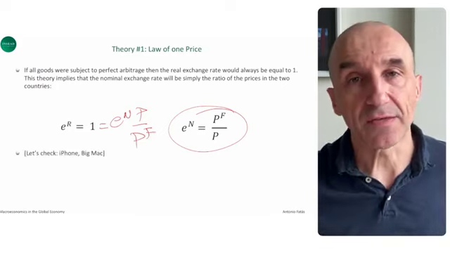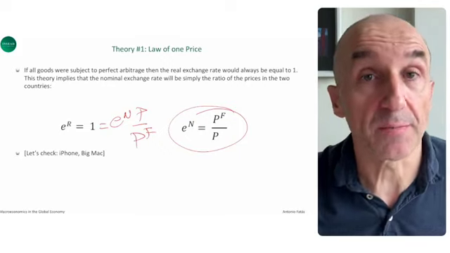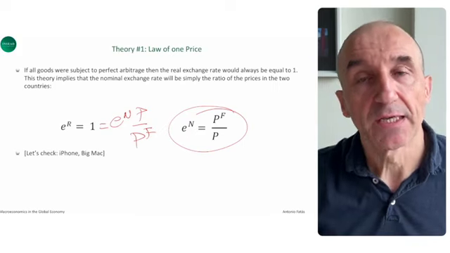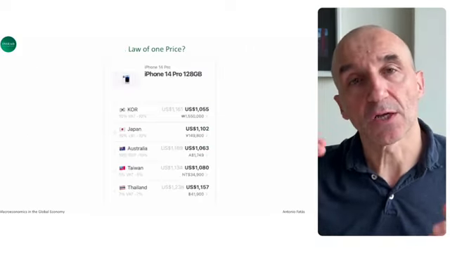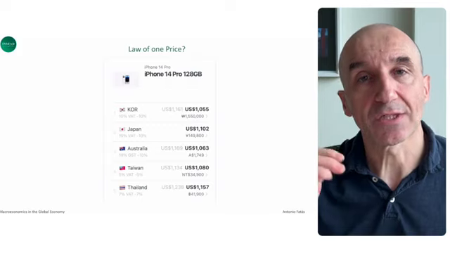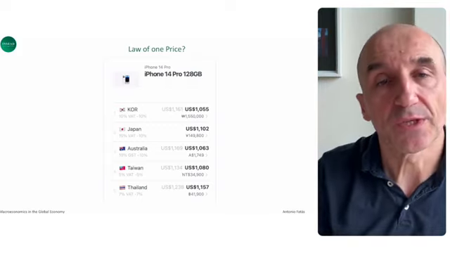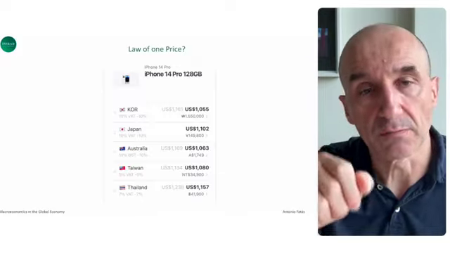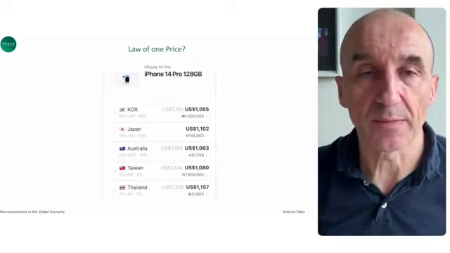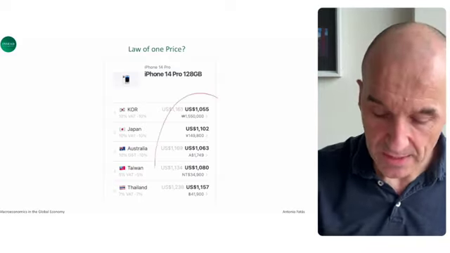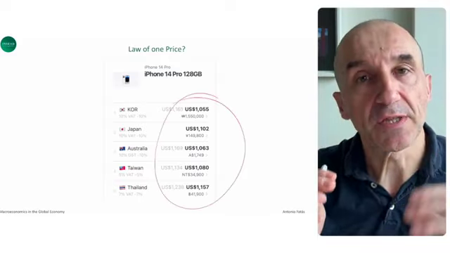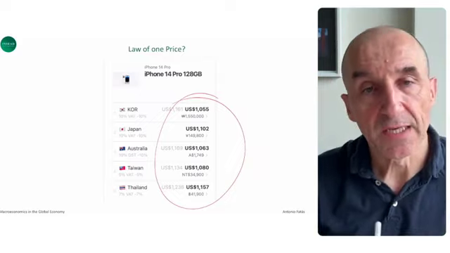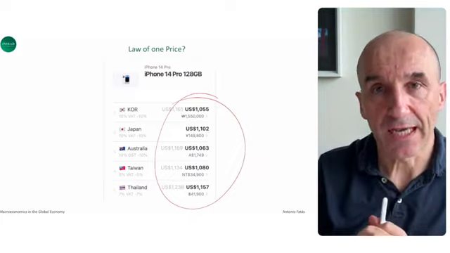One is the price of an iPhone across the world. The other one is the price of a Big Mac, which is the McDonald's hamburger that is sold also everywhere in the world. Now, I went to a website that has this comparison of prices across countries. And what I'm showing you here is the price of an iPhone, a particular iPhone 14 Pro, 128 gig of memory across a few countries. Now, what this website does is it puts everything into US dollars so you can compare the prices across different countries.